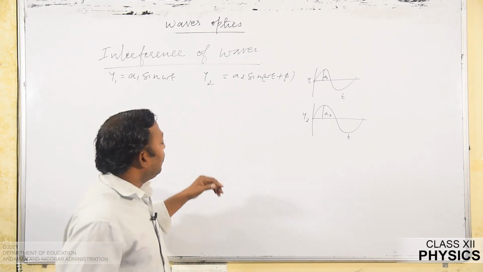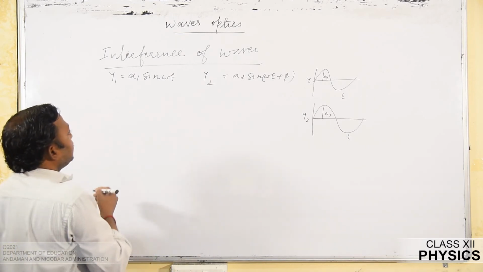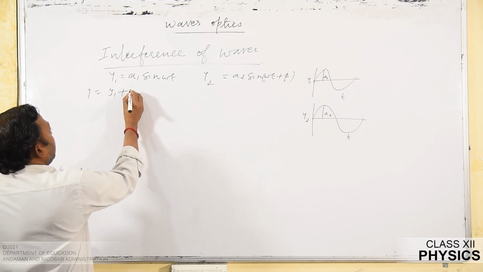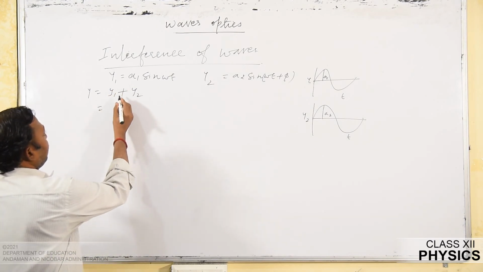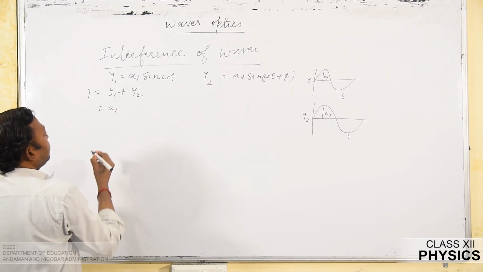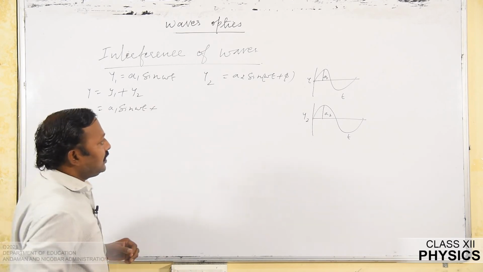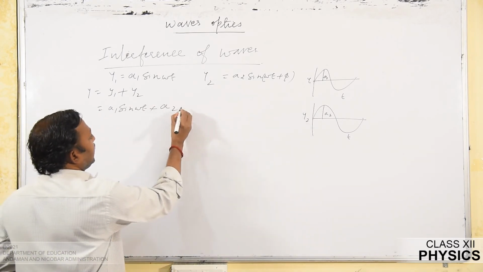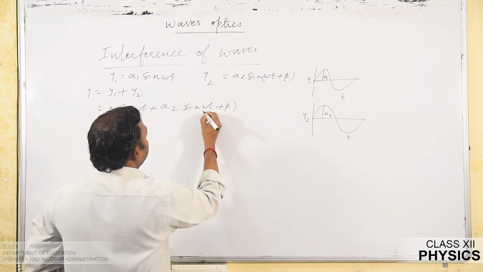Now we will find out the derivation for this. Here according to the superposition principle, y will be equal to y1 plus y2. The value of y1, which is a1 sin omega t, can be substituted here, a1 sin omega t plus y2, which is a2 sin(omega t plus phi). So here we can write a2 sin(omega t plus phi).